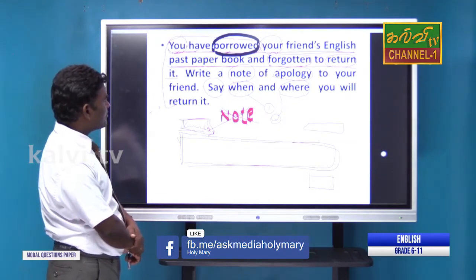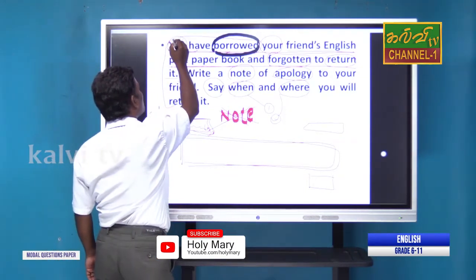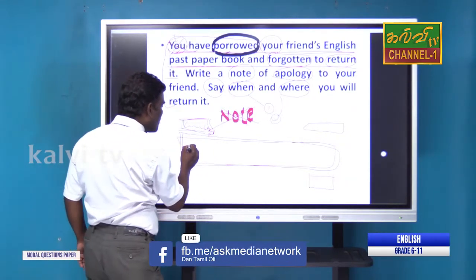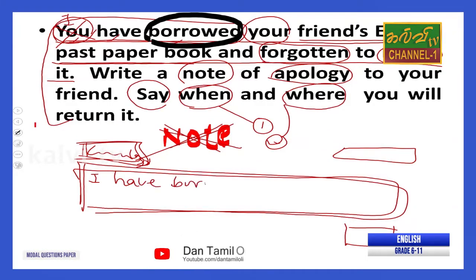Then we can write. Okay, you have borrowed. How can you write? Instead of "you", you can write "I". I have borrowed. Yes. Okay, you have borrowed your friend's English past paper book. You can write, I have borrowed your English past paper book.